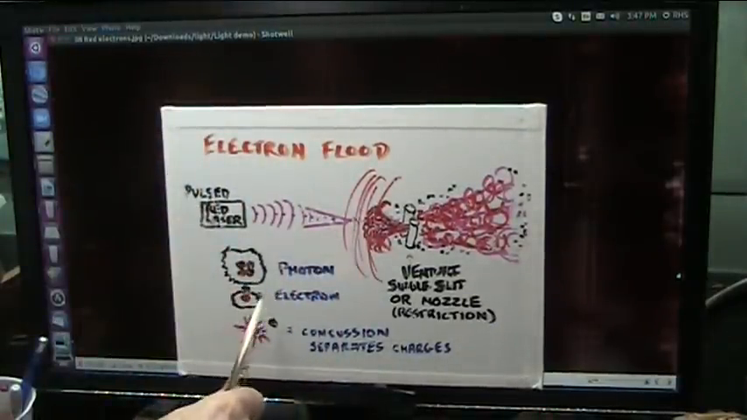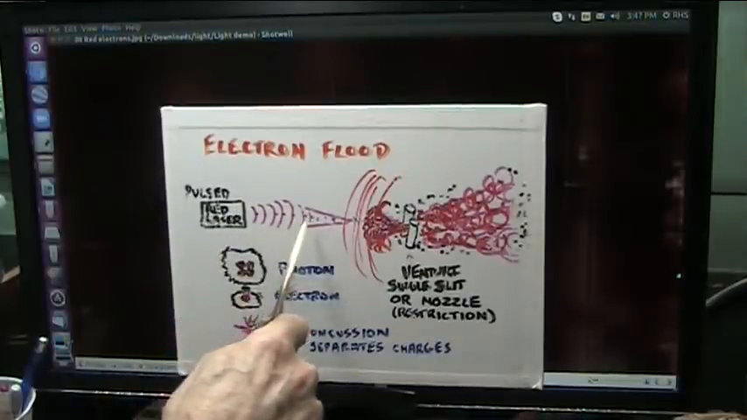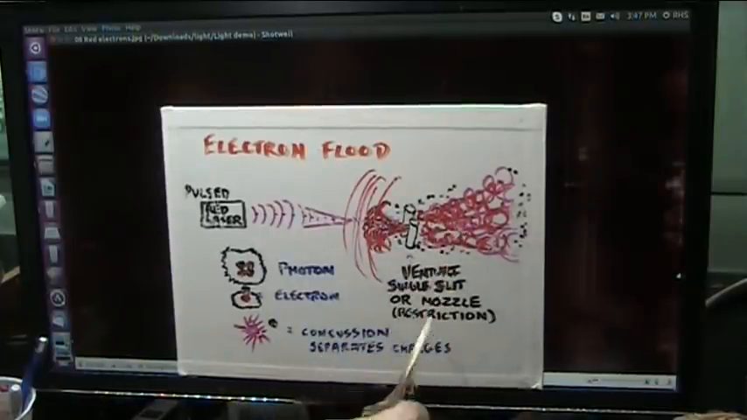Now, so we know now that we have photons, we have electrons, we have accelerated light, we have concussion, we have separation of particles at the Venturi. Let's look at that, because I could show all these things. I'm not guessing at a single thing that I'm saying. All right, here we go.